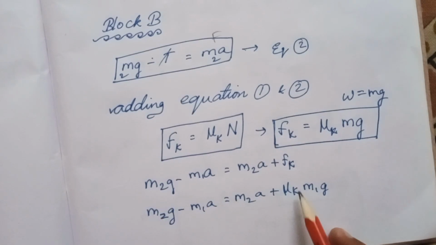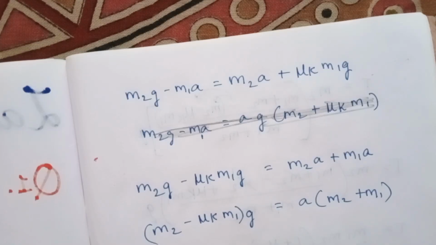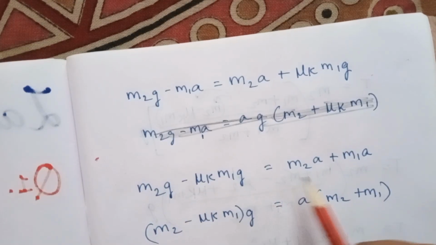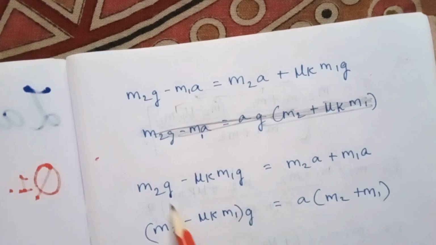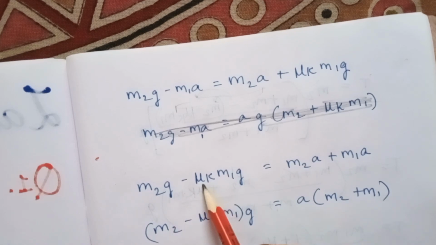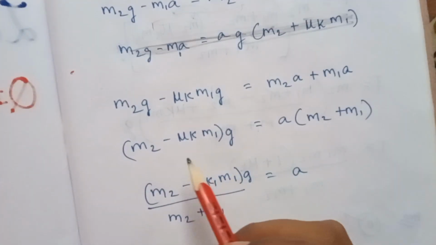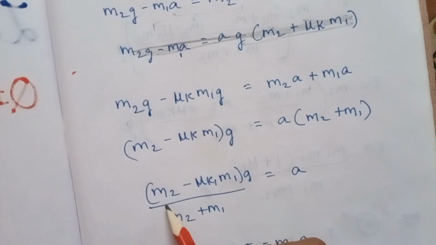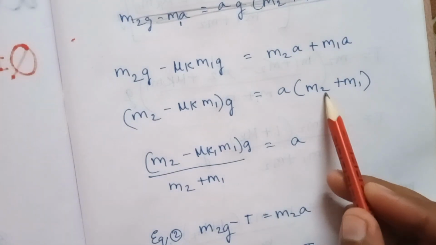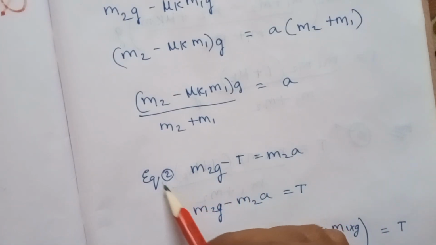From here we get kinetic friction equal to the coefficient of kinetic friction times mg. Then move all the g terms to one side and all the a terms to the other side. So m2g minus mu k m1g is equal to m2a plus m1a. Then taking g as common and a as common, we keep a here and bring m1 plus m2 to the other side. Then equation 2.